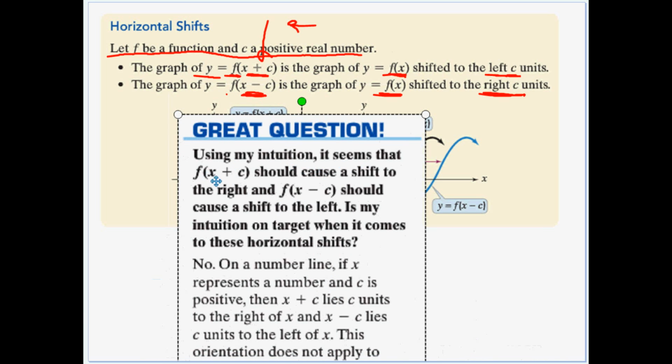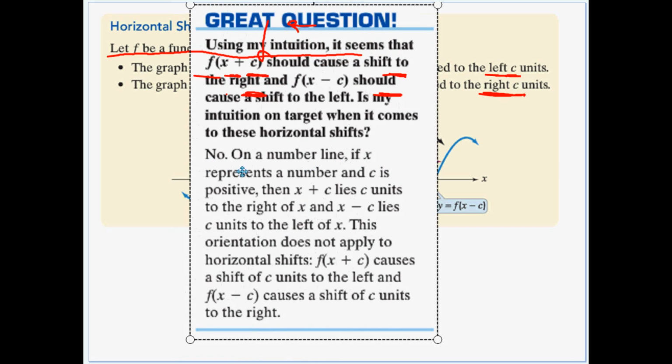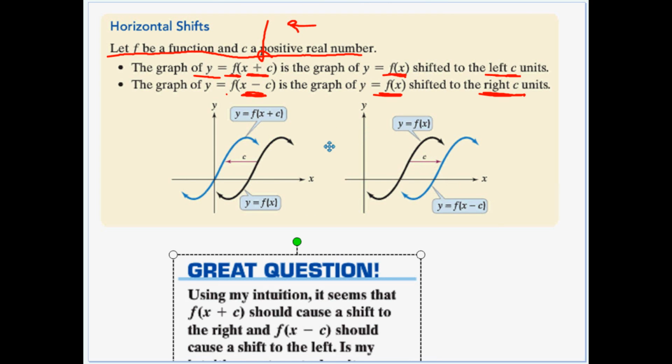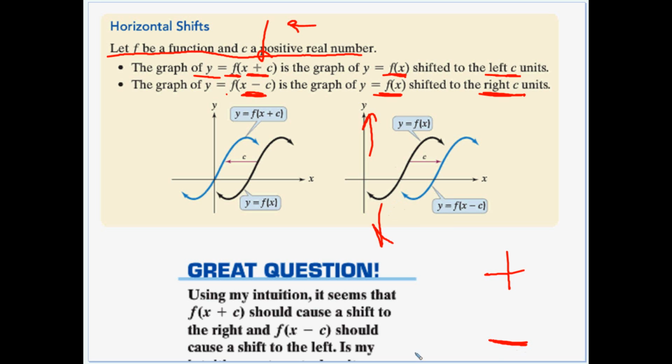Using my intuition, it seems that f of x plus c should shift it to the right, or the positive direction on the number line, and f of x minus c should shift it to the left. Is my intuition on target when it comes to these shifts? No. On a number line, x represents a number, and c is positive, so x plus c lies c units to the right. Like I said, I just sort of think of it as counterintuitive. The left and right shifts sort of work backwards from what you would expect on the x-axis, where the vertical shifts up and down make perfect sense. If it's a plus at the end, that is a shift up. If it's a minus, it is a shift down.